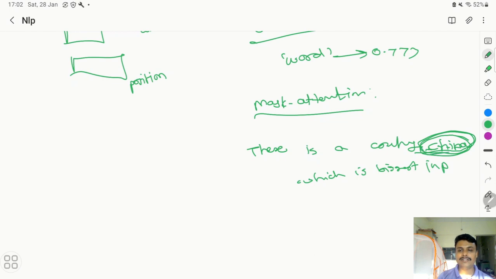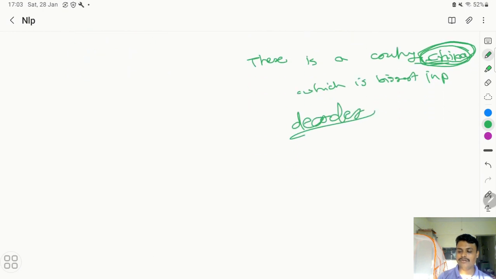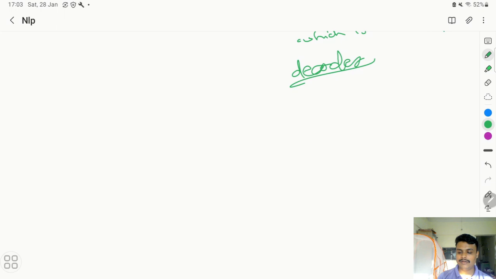So the same thing happens in the transformer, in the decoder. Suppose we give a sentence to the model for training, then the model automatically does some masking in those sentences.